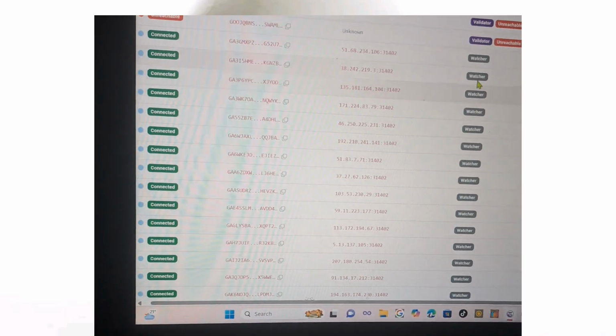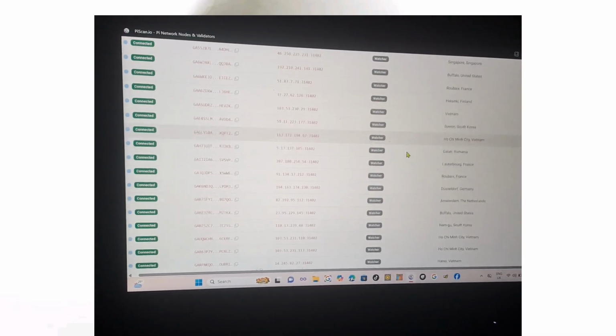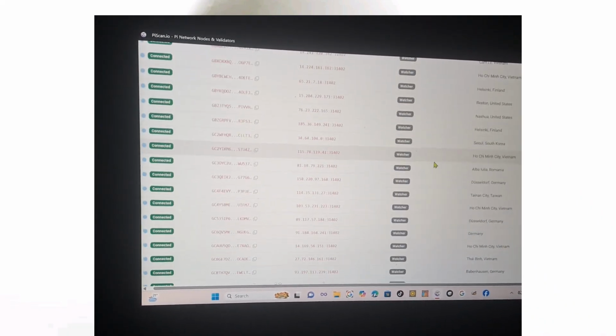So these are the nodes. We have also the watchers. You can see here we have connected nodes, we have the watchers and their respective cities from which they are operated. So there are several of them, so many.